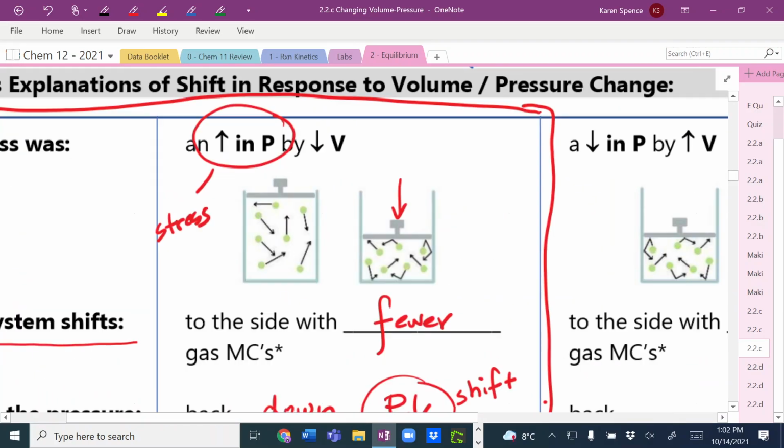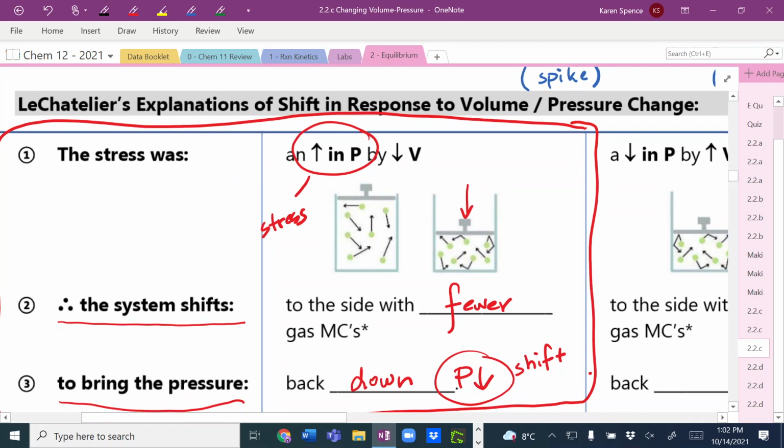So if the stress was an increase in pressure, then the system is going to shift to decrease the pressure. Yes? But not, oh, you know what? Pressure's a little bit of a different story. Just make it go down.